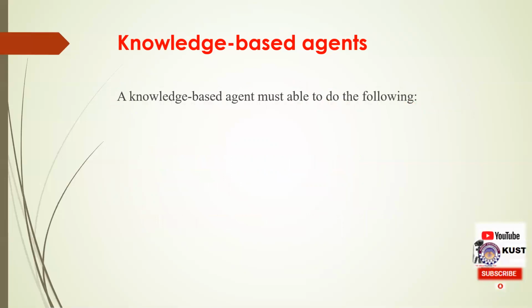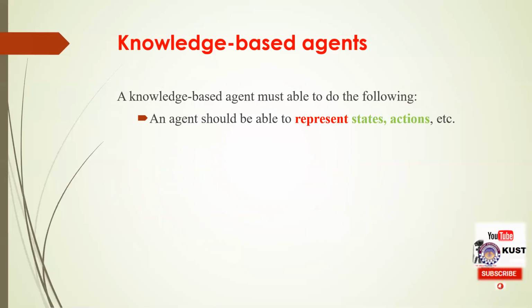A knowledge-based agent must be able to do the following. An agent should be able to represent states and actions. An agent must be able to incorporate new percepts. It is actually the inference, which means to generate and derive a new sentence from the old. So by doing inferencing or reasoning, new sentences will be derived by the agent.